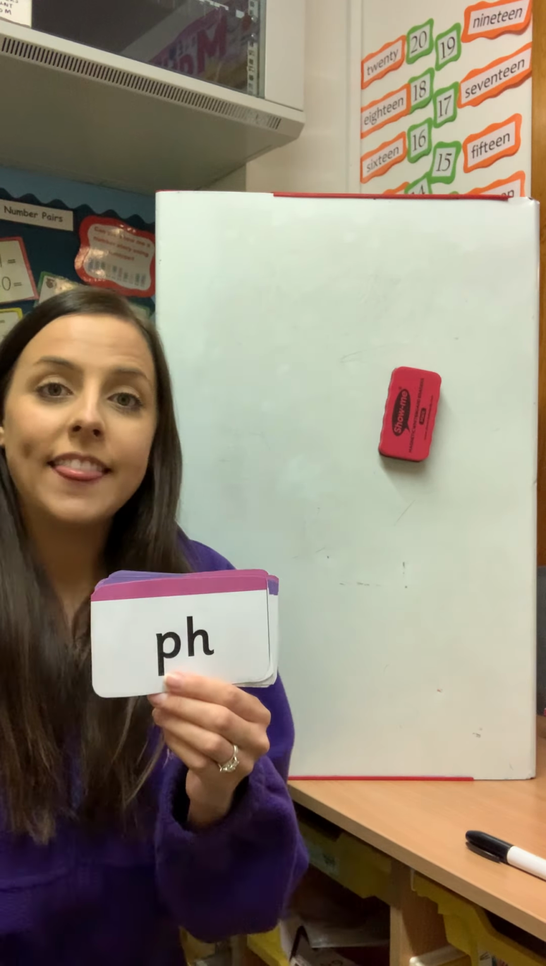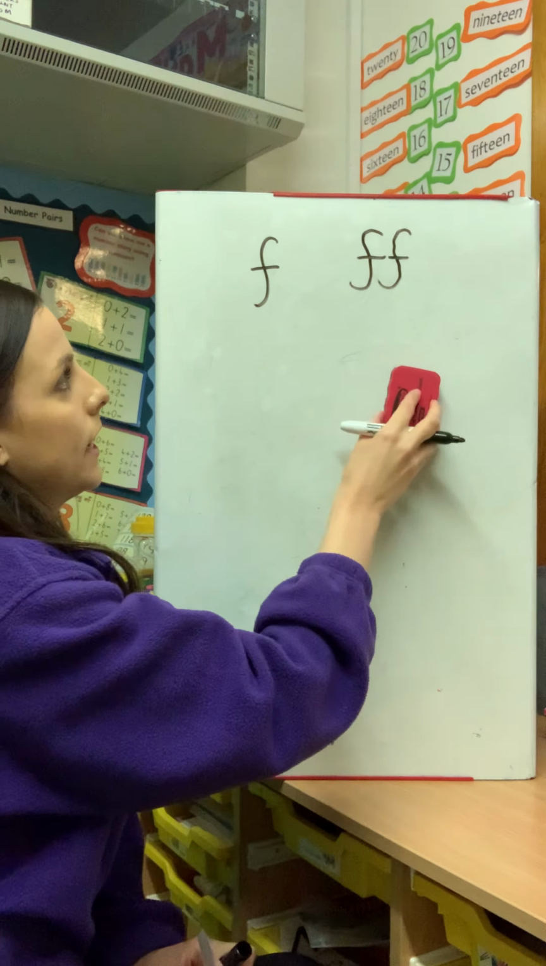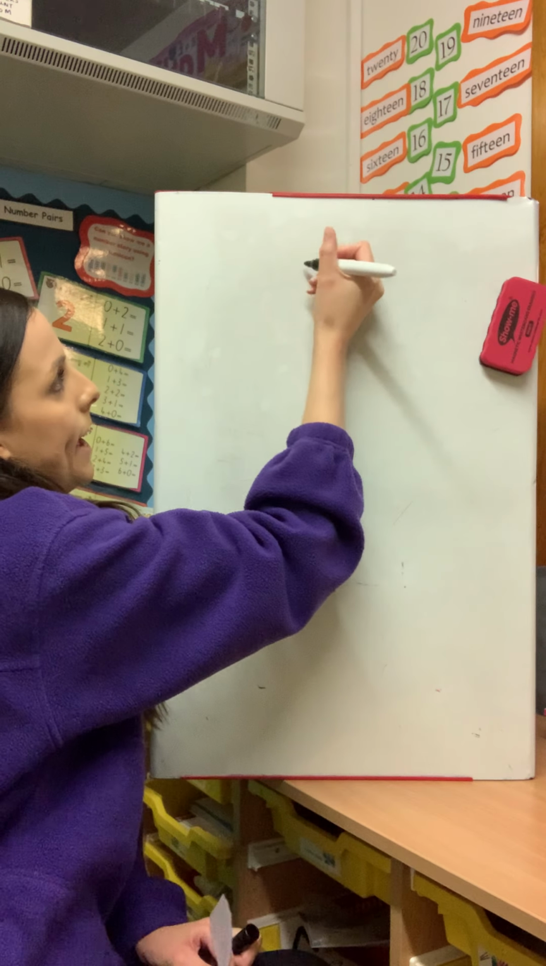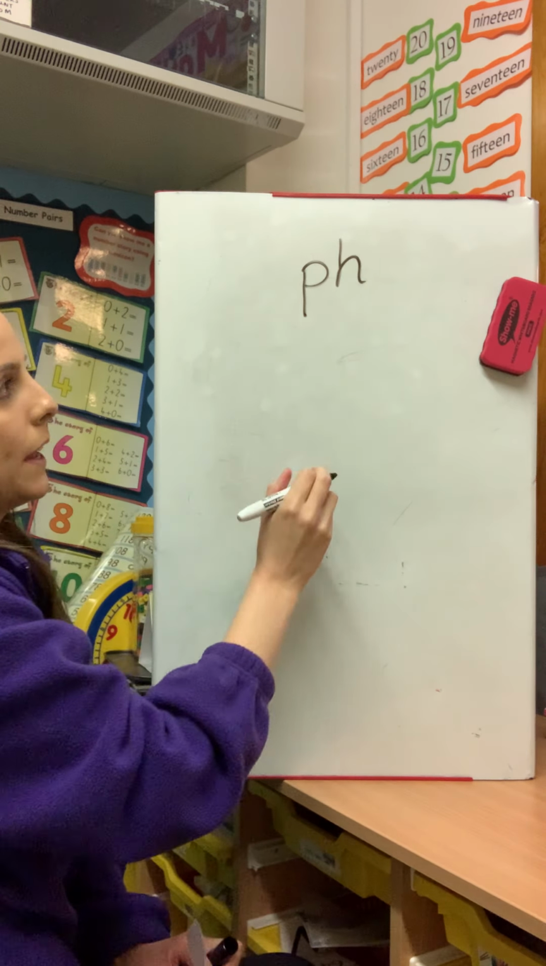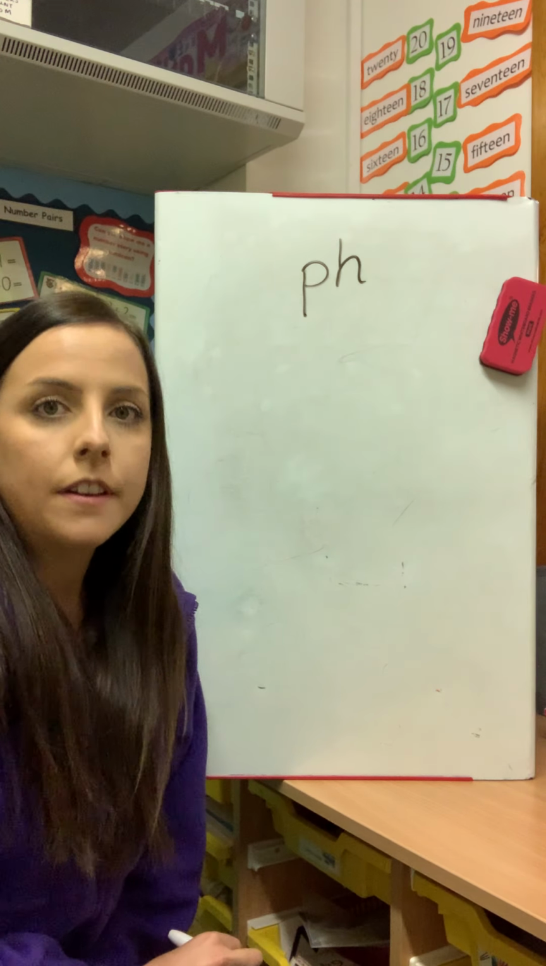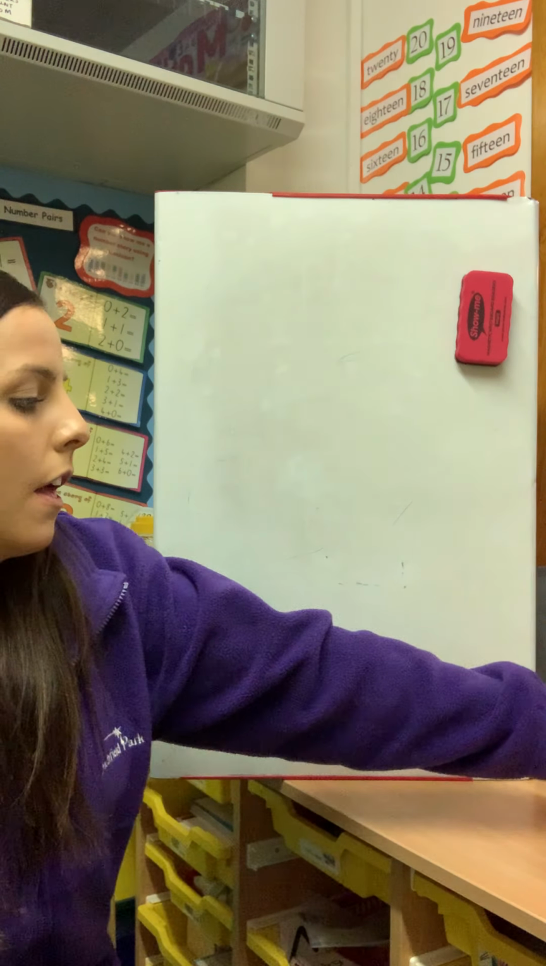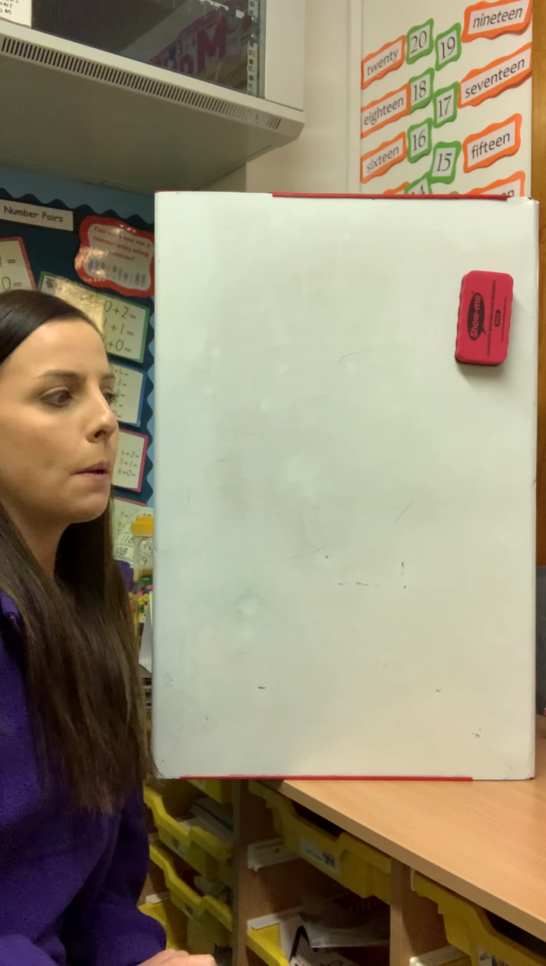And this is the digraph that we are looking at today. It is the letters P, H that make the sound. Okay, so we can write the sound like this. We can also write it with two of these letters. But the way that we are looking at today is a P and a H, the letters P and H, to make the sound. Can you say it with me? Well done. Okay, let's see which words have the sound spelt P-H.